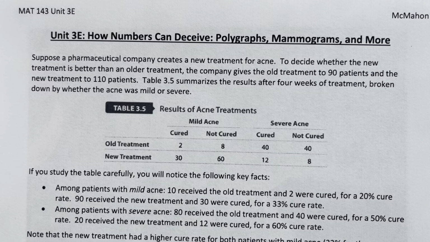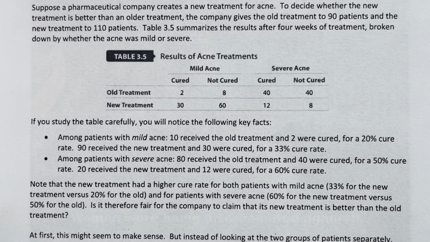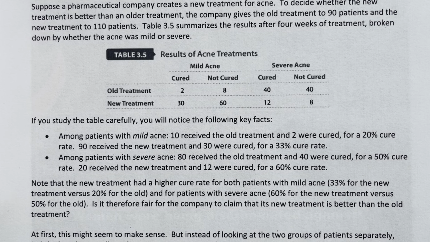So if you look at the data in the table, with mild acne, 2 out of 10 people were cured on the old treatment. That's a 20% cure rate. And then 30 out of 90 people were cured on the new treatment. That's 33%. So they're going to say a 33% cure rate is higher than a 20% cure rate, so the new treatment is better.